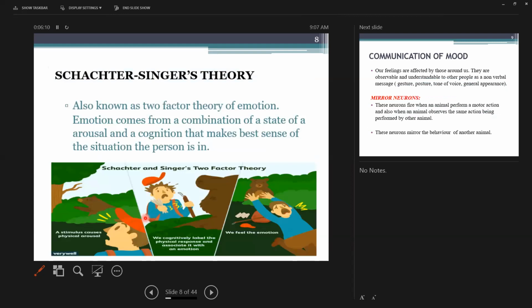Another theory was the Schachter-Singer theory. It is also known as the two-factor theory of emotion. It says that emotion comes from a combination of a state of arousal and a cognition that makes best sense of the situation the person is in.